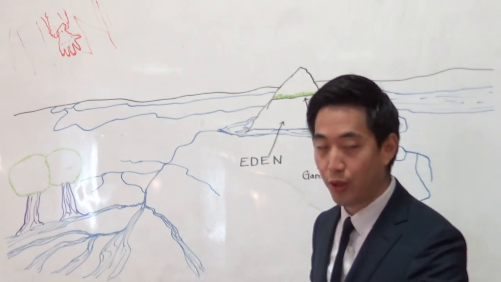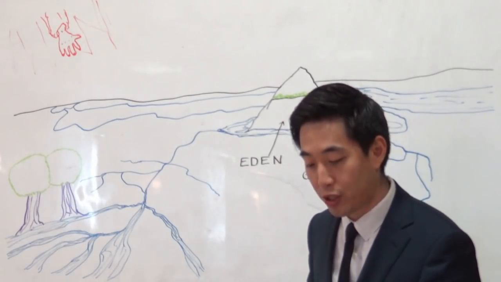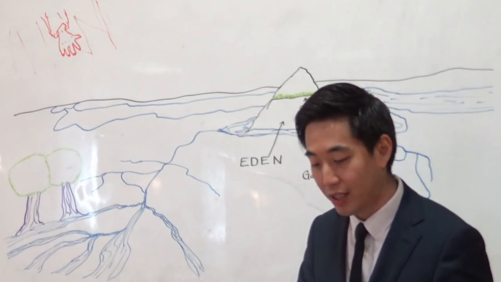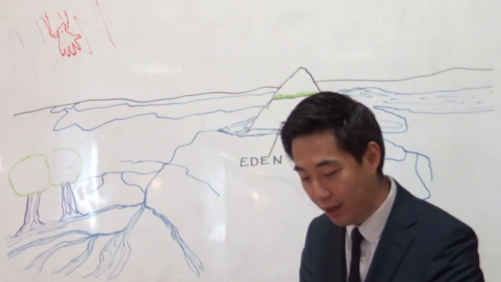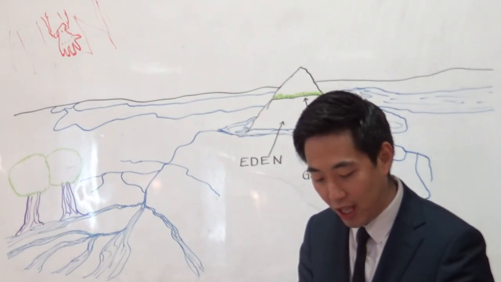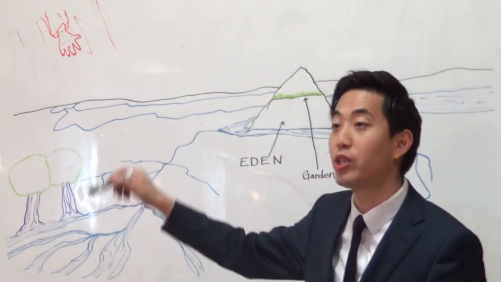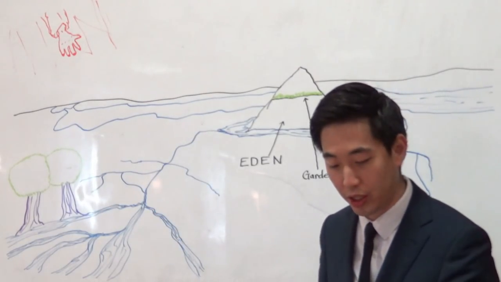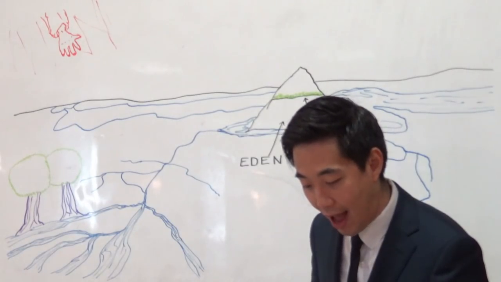So let's go to these four rivers and give out their names. The name of the first is Pison. So the name of the first river is Pison. That is it which compasseth the whole land of Havilah. So it's a place, this river compasseth, so it surrounds. That's the idea, like a compass, right? Goes in a circle, it surrounds. It compasseth the whole land of Havilah.